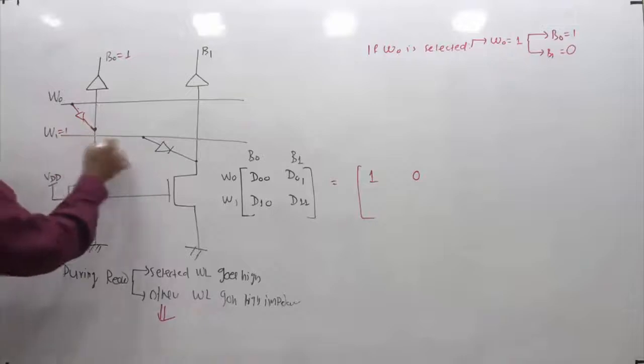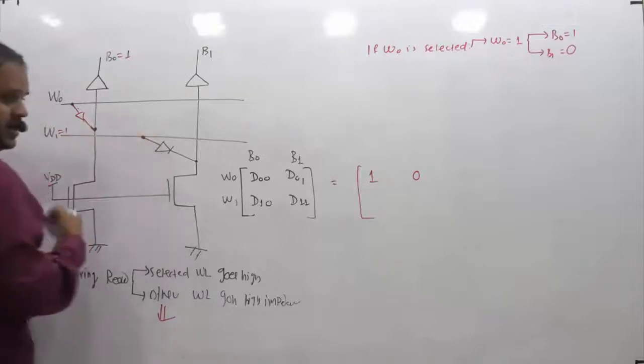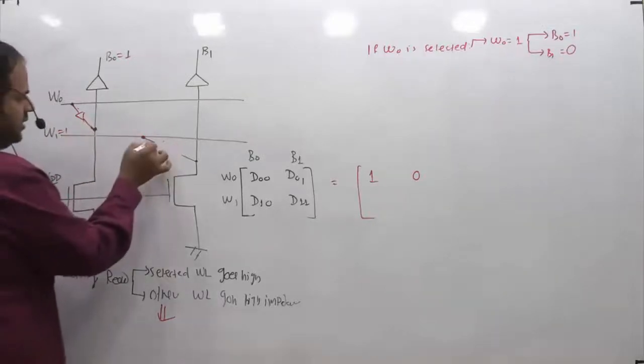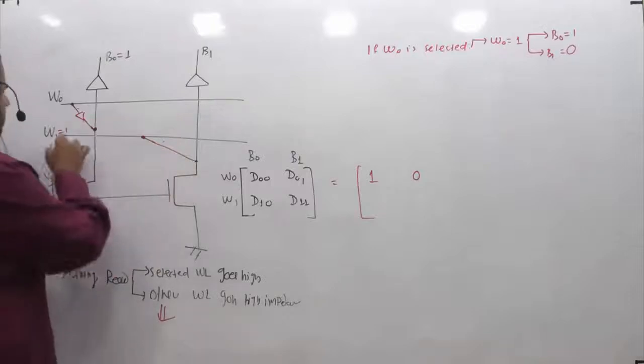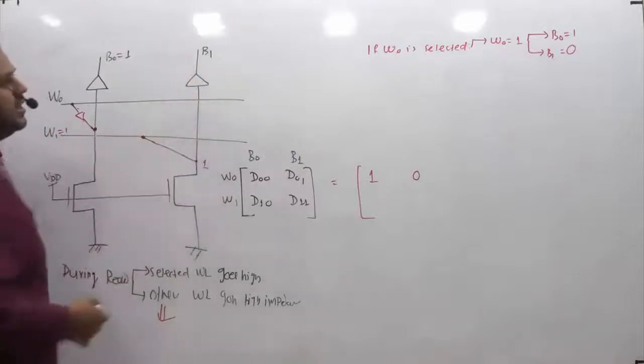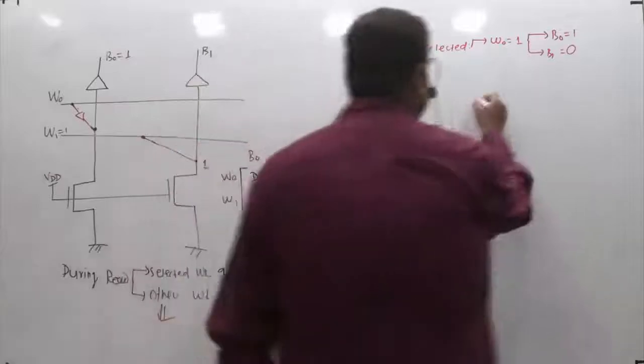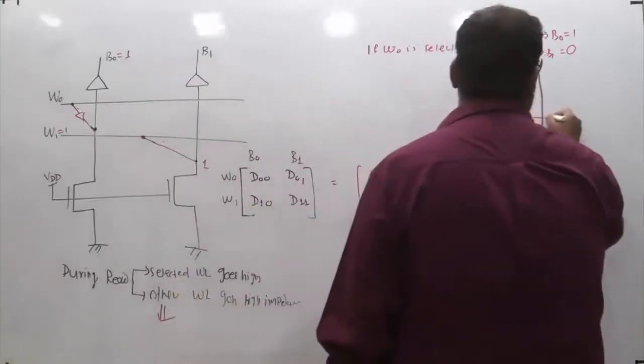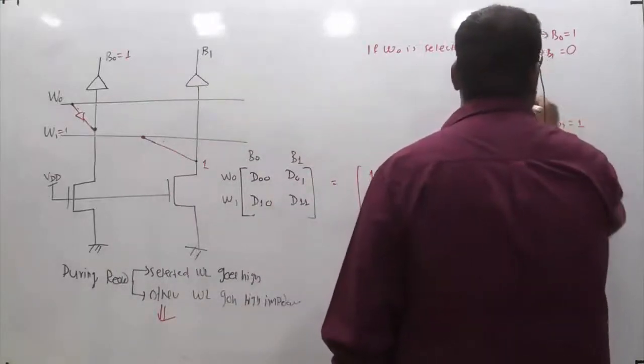But if you make W1 equals 1, now this will again make sure this diode is on. If this diode is on, and this is 1, so this is also 1, so you will get B1 equals 1. So if you make W1 equals 1, then in this case you will get your B1 equals 1.